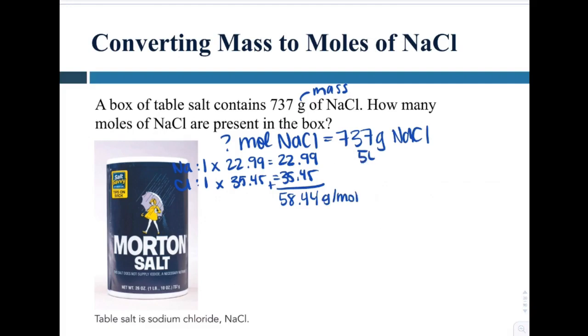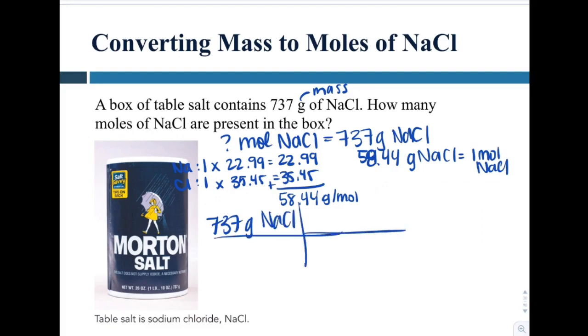And I can rewrite that: 58.44 grams of sodium chloride equals 1 mole of sodium chloride. And so now I have a conversion I can use, and 737 grams of sodium chloride. Grams need to go on the bottom, so the grams that go for my molar mass are 58.44 grams of sodium chloride is equal to 1 mole of sodium chloride. They want moles, so I have what I want, canceling my grams.